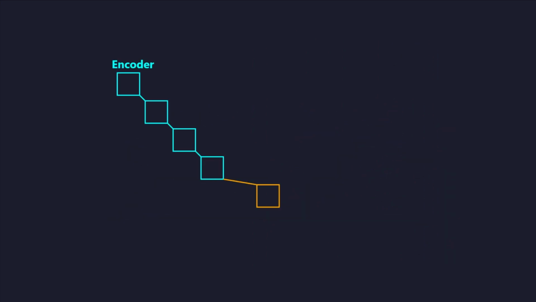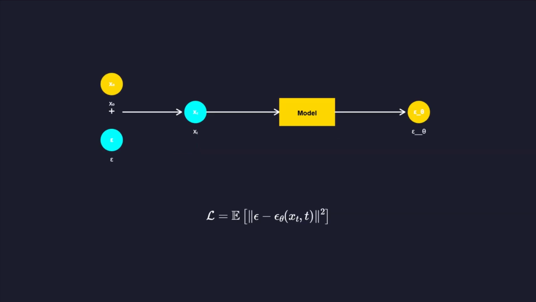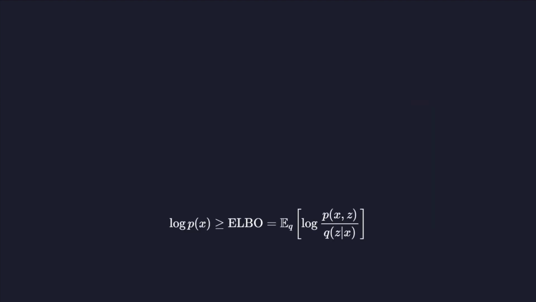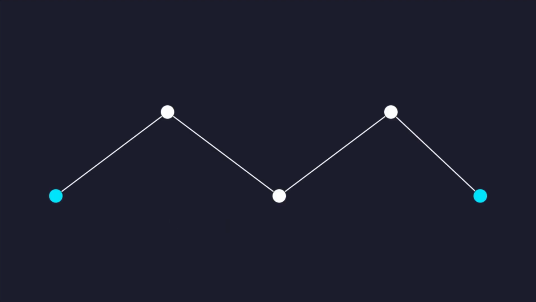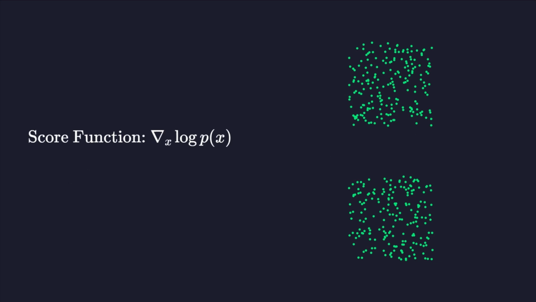The primary architecture for this task is the U-net. It uses symmetrical downsampling and upsampling blocks with skip connections to preserve spatial information across different scales. During training, we minimize the mean squared error between the actual noise added and the noise predicted by the model. This optimizes the evidence lower bound of the data likelihood. The reparametrization trick allows us to sample the marginal distribution at any time step directly. This bypasses the need to iterate through all previous steps during training.